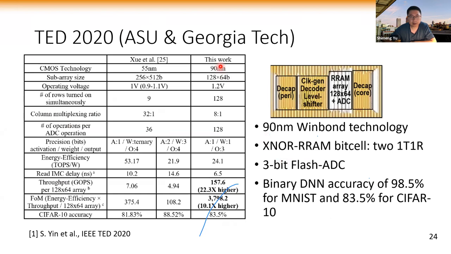And this is what we did with Professor Jae-sun Seo's group at Arizona State. This is through a Winbond technology at 90 nanometer. This is an RRAM array we designed, 128 by 64. Here we try to turn on more rows simultaneously, because the previous design only turned on 9 rows at one time. Here we try to turn on 128 rows simultaneously. Because we do that, even though we had older technology, we can still have higher throughput and better figure of merit, that is the energy efficiency multiplied by the throughput. This is because we turn on many more rows at the same time.